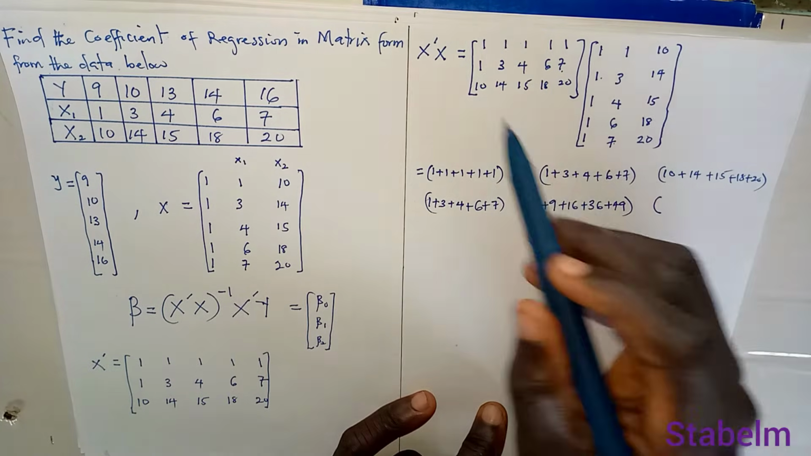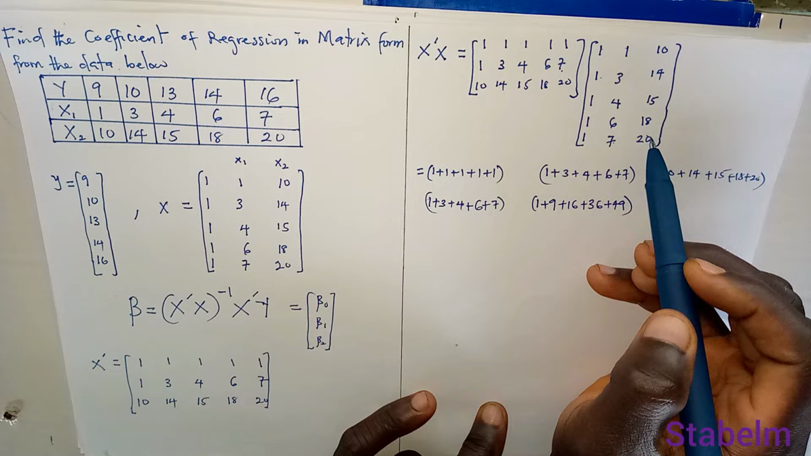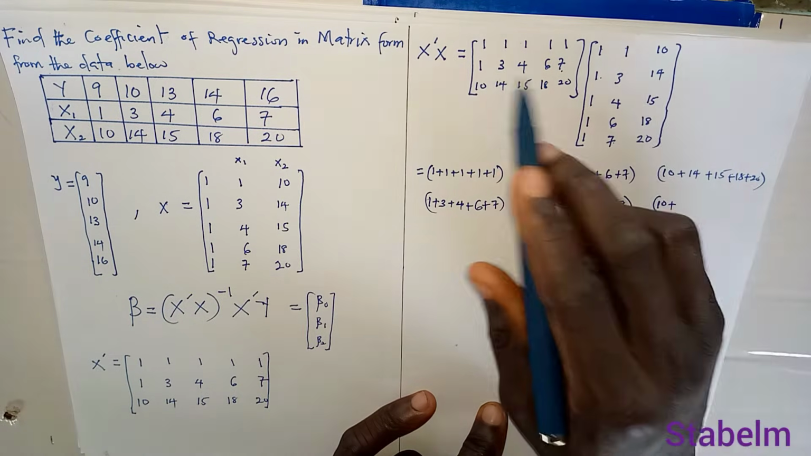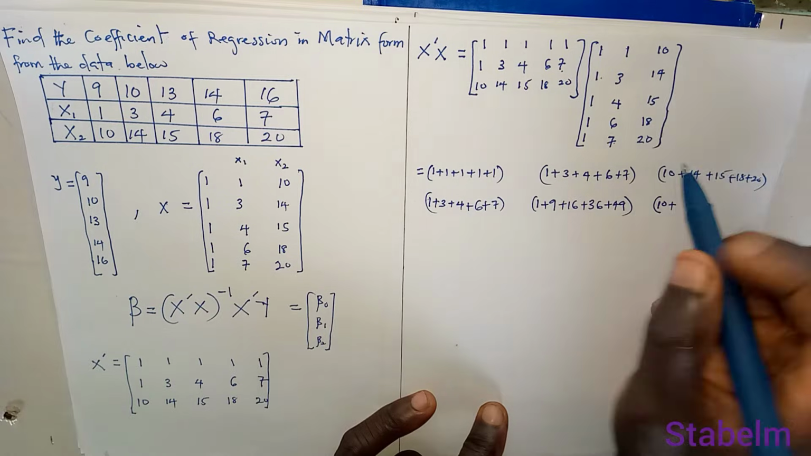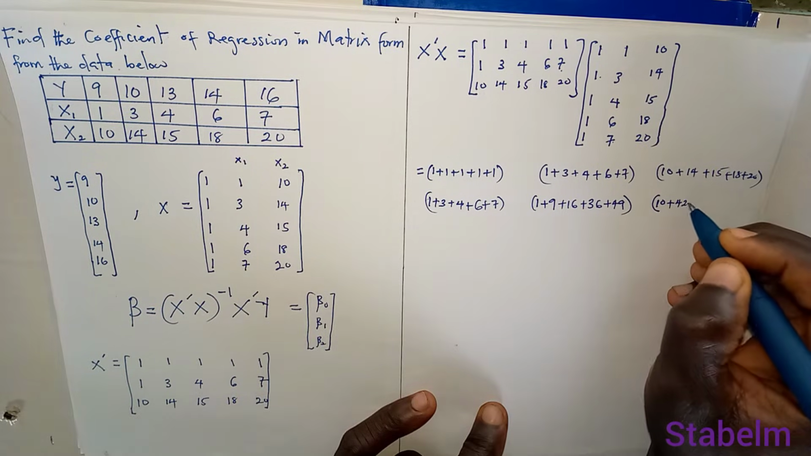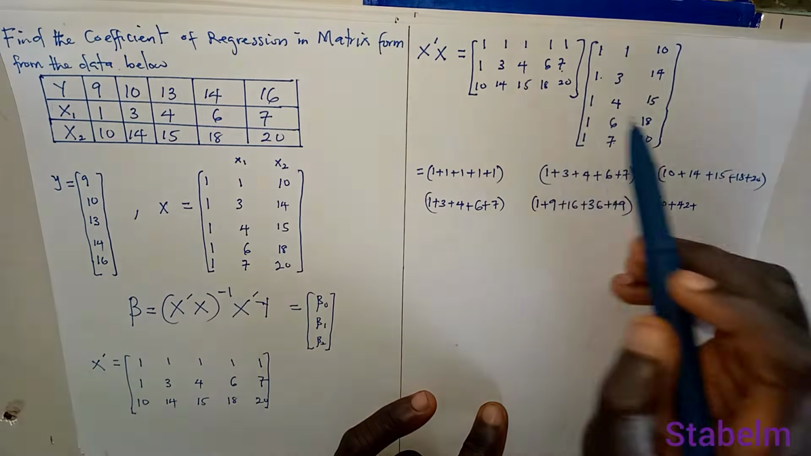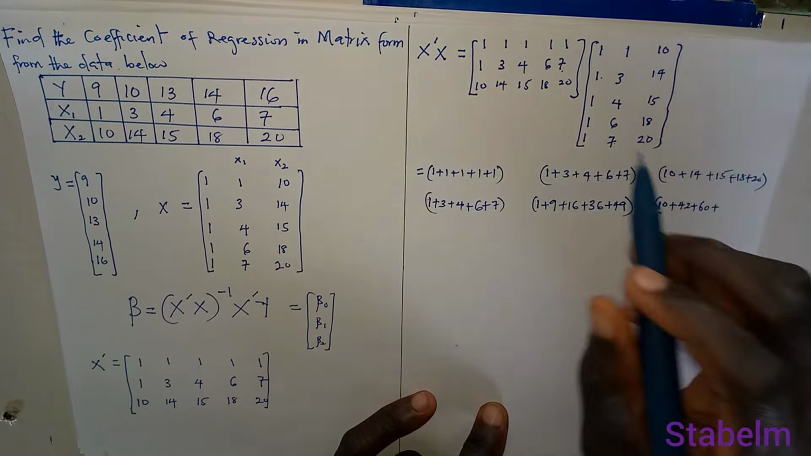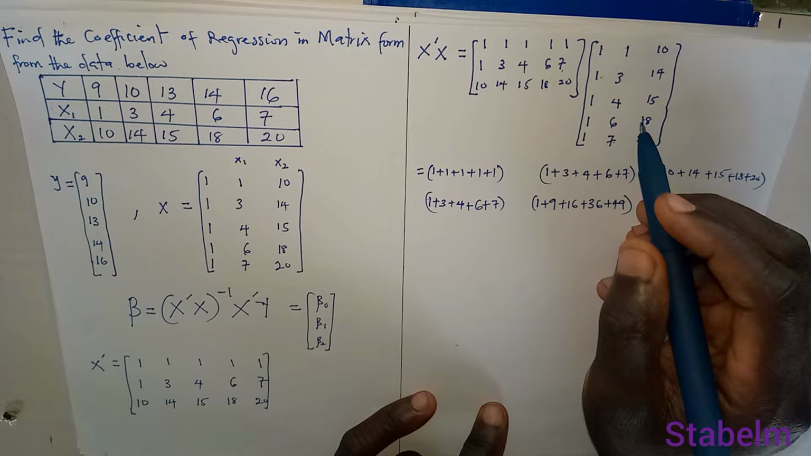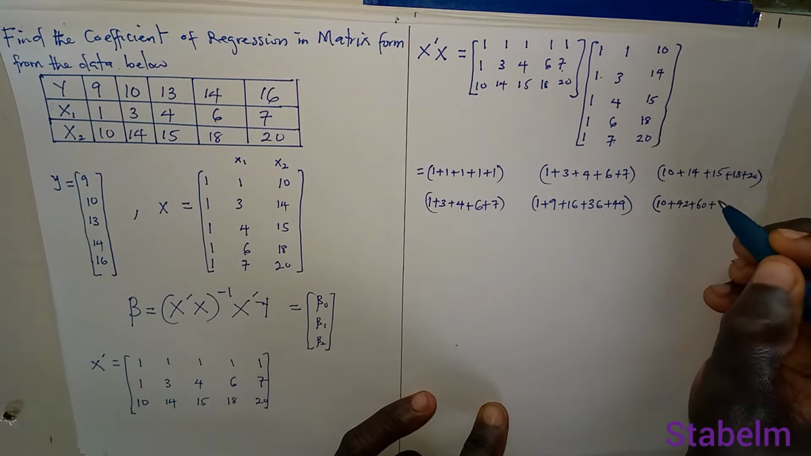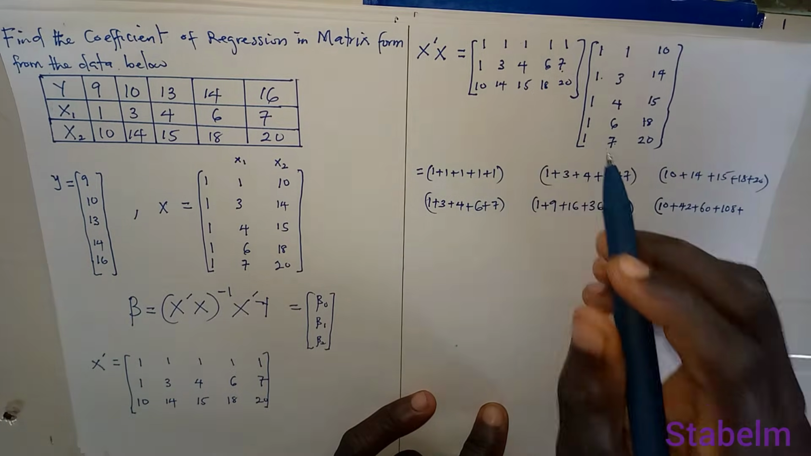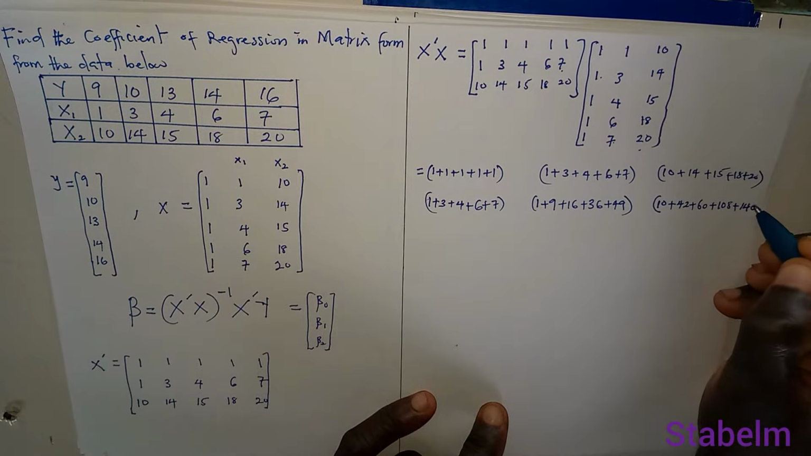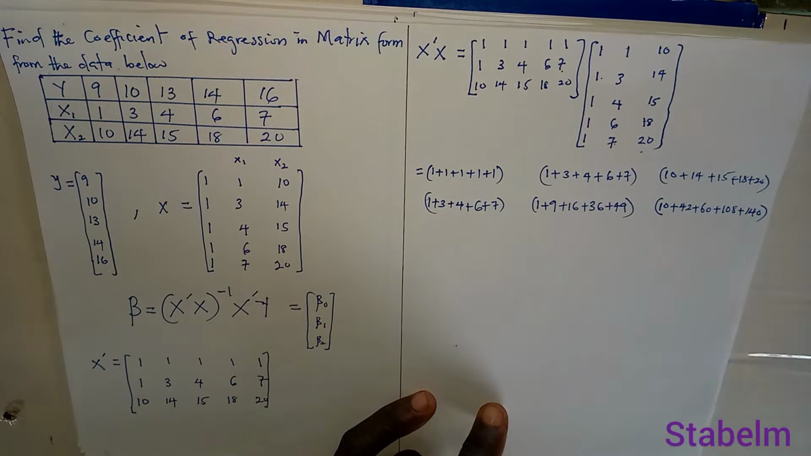Then we are using this same row to multiply the last column here. 1 times 10, 10, plus 3 times 14, 42, plus 4 times 15, so 60, plus 6 times 18, that is 108, plus 7 times 20, 140. So we are done with that.